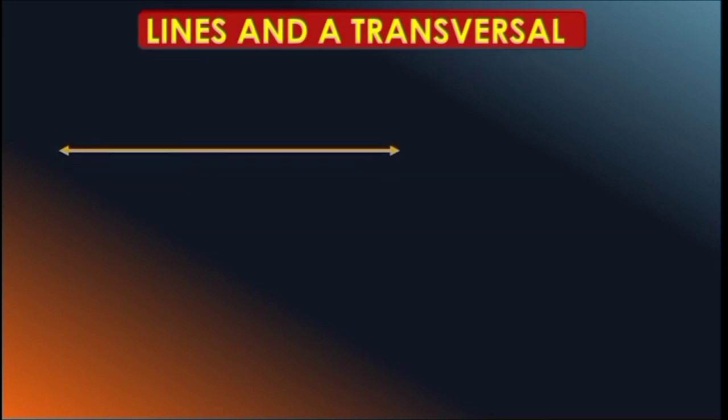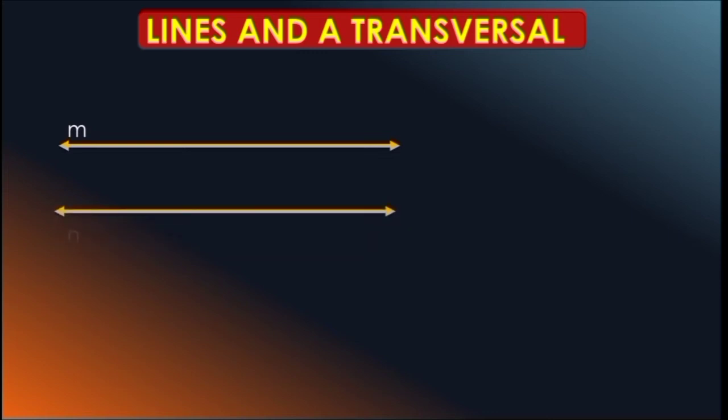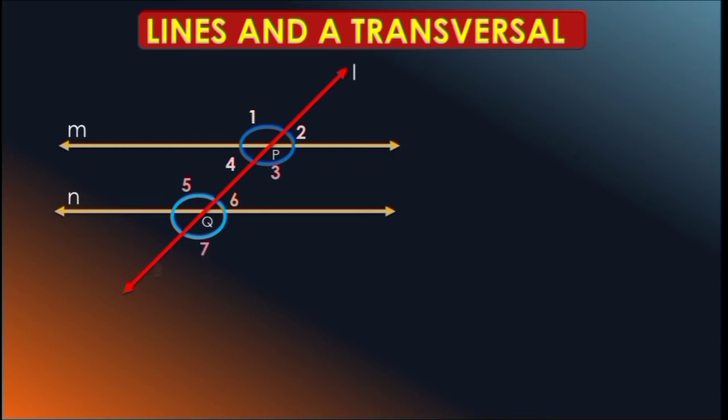Now, lines and a transversal. Here I am taking line M and line N, which are parallel, and one more line intersecting, that is line L, at two distinct points P and Q, making angles: angle 1, angle 2, angle 3, angle 4, angle 5, angle 6, angle 7, angle 8.